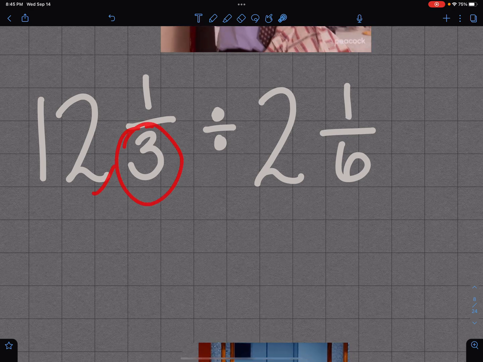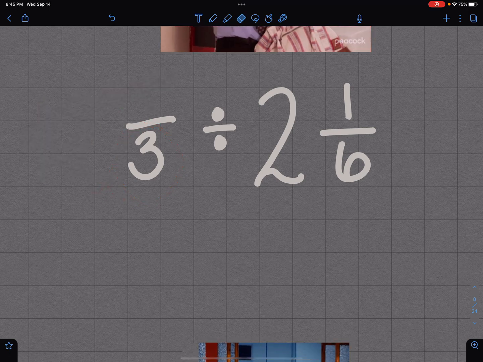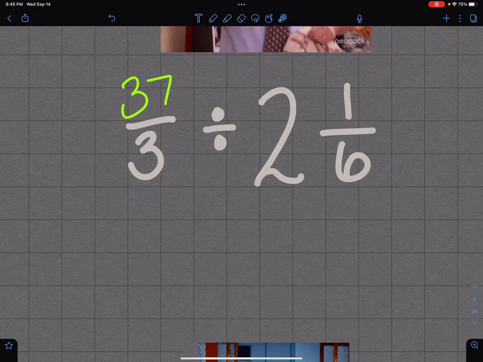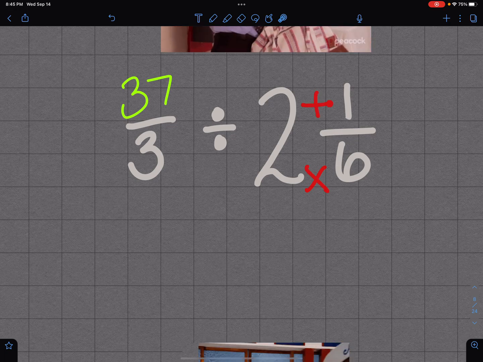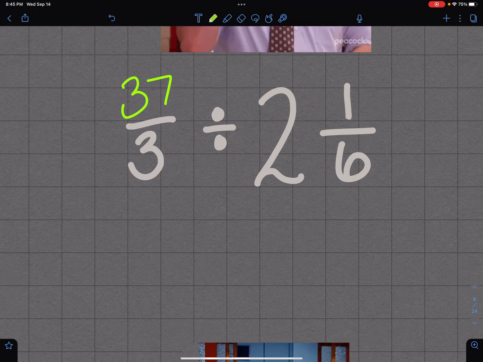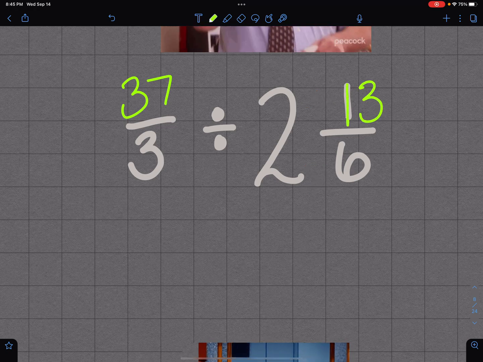So we're going to do 3 times 12, which is 36, add 1, and that is 37. So it's going to be 37 over 3. And then this one, we're going to do 6 times 2 plus 1. So that 6 times 2 is 12, plus 1 is 13 over 6.